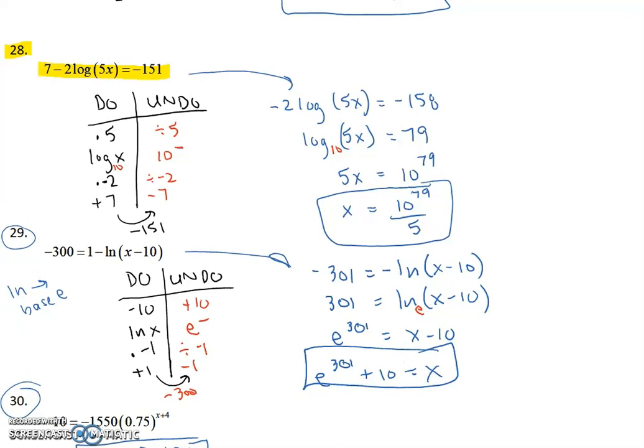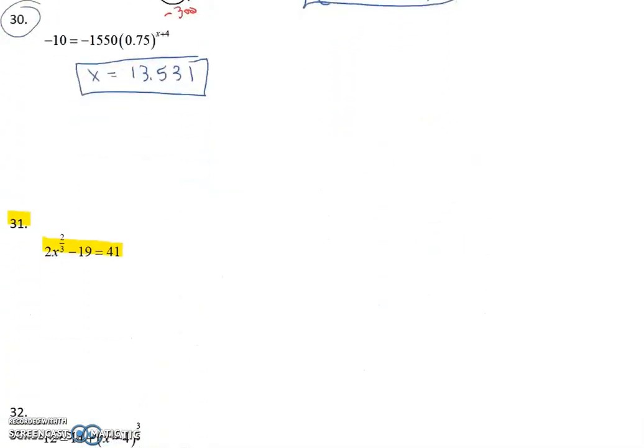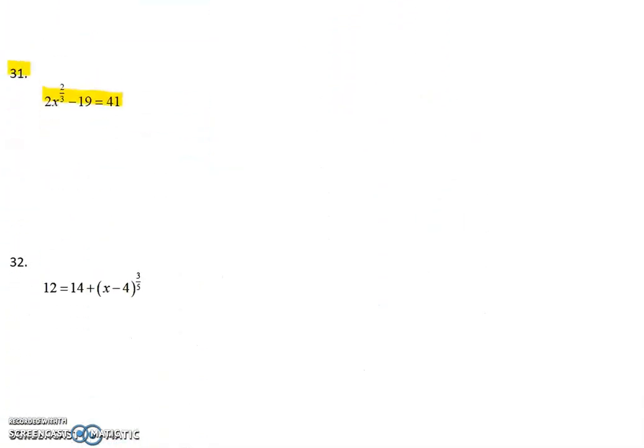E is about 2.71. And so if I raise that 2.71 to the 301st power, it's going to be a really big number. So I'm not going to try and calculate that once again. Just leave it written as is. Okay. All right, our last type of one is really, to be more specific, it's a rational exponent.